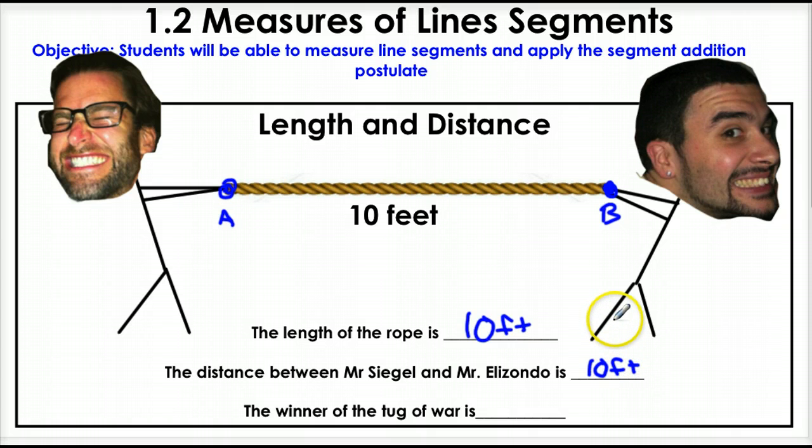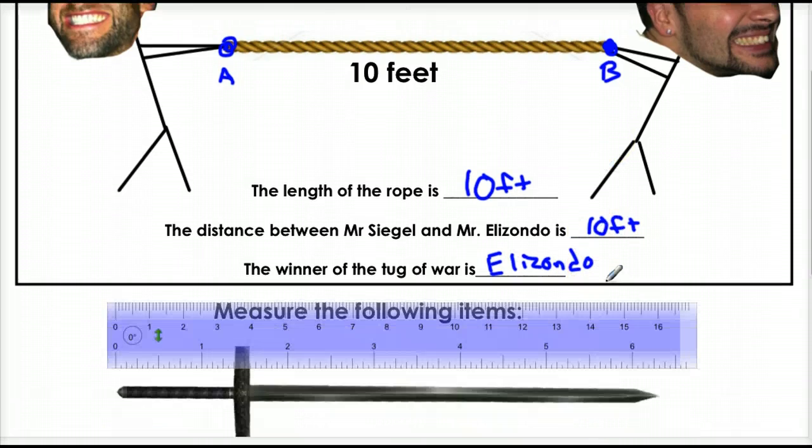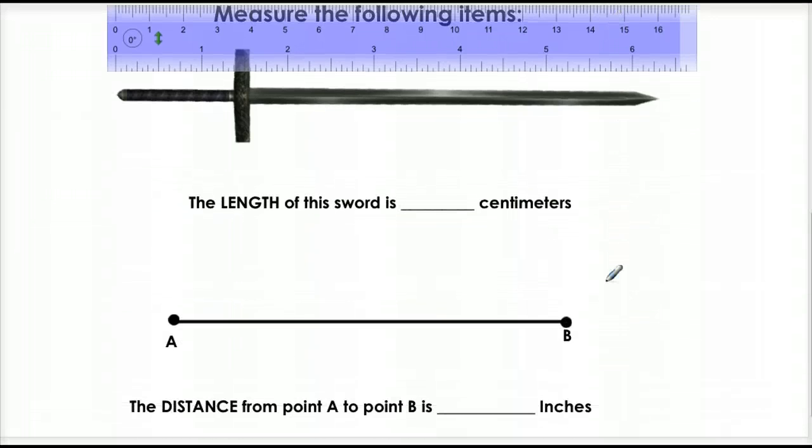So length and distance are definitely related, okay? Now the hard question here, this is the challenge question, is if Mr. Siegel and Mr. Elizondo were in a tug of war, who would win? Pause the video. I'm not going to tell you yet. Put your answer down. Okay, good. The answer is Mr. Elizondo. I know, I was just as surprised. The guy is as strong as a bear. Small but mighty.